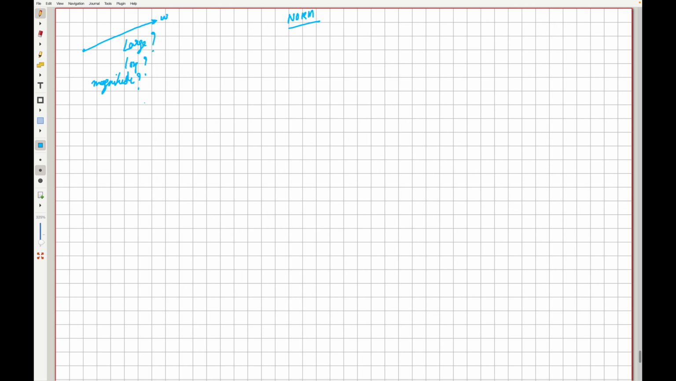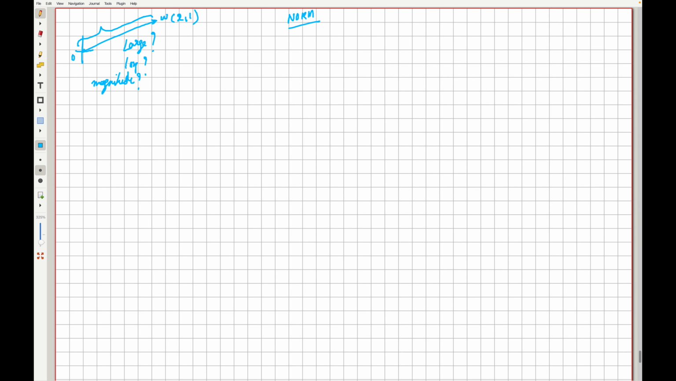Basically what we are trying to say is, if this is the origin 0, and the vector is at point, let's say, 2 comma 1, then the length of this vector is the norm of that vector. And that's one explanation. There are different types of norm.